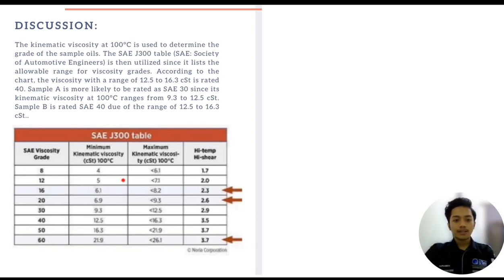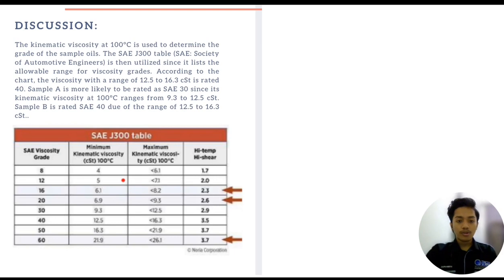For the discussion, the kinematic viscosity at 100 degrees Celsius is used to determine the grade of the sample oils. The SAE J300 table is then utilized since it lists the allowable range for viscosity grades. According to the chart, a viscosity with a range of 12.5 to 16.3 cSt is rated 40.